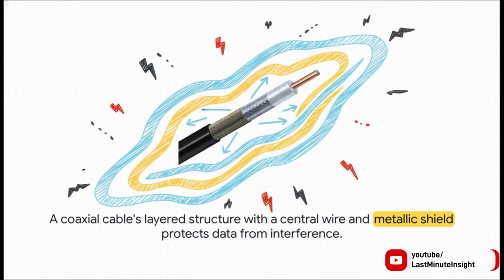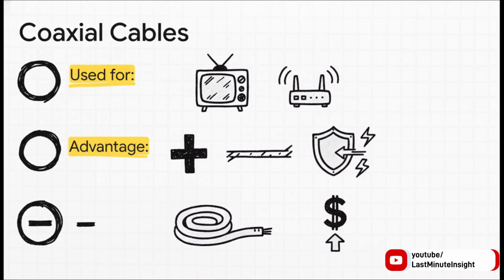I bet a lot of us still have this exact cable coming into our homes. This is a coaxial cable, and its design is really simple, but also pretty clever. You see that copper wire in the middle? That carries the data. But the real hero is that metallic shield around it. It acts like armor, protecting the signal from all the electrical noise and interference from the outside world. These cables are the absolute workhorses for cable TV and a ton of broadband internet connections.